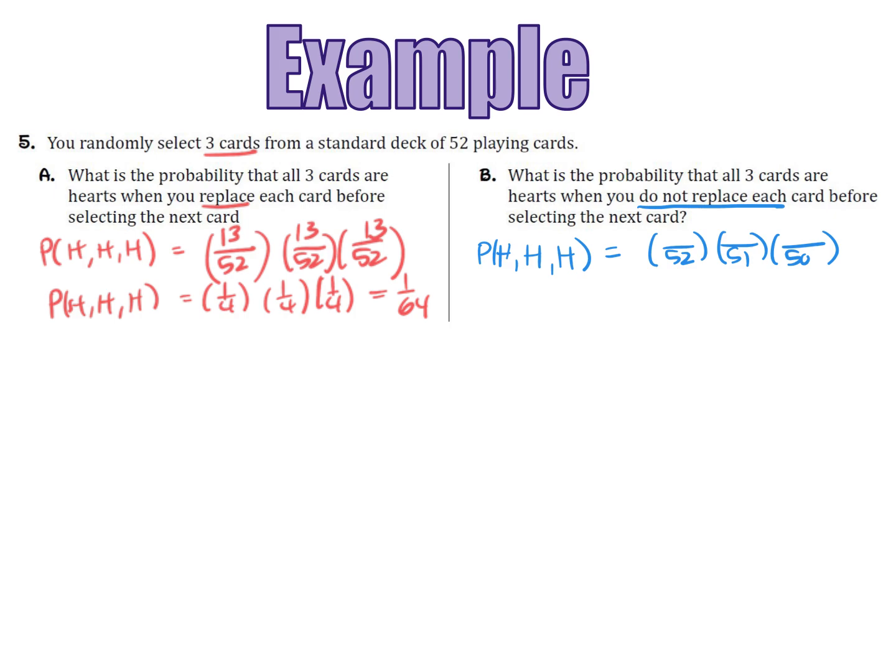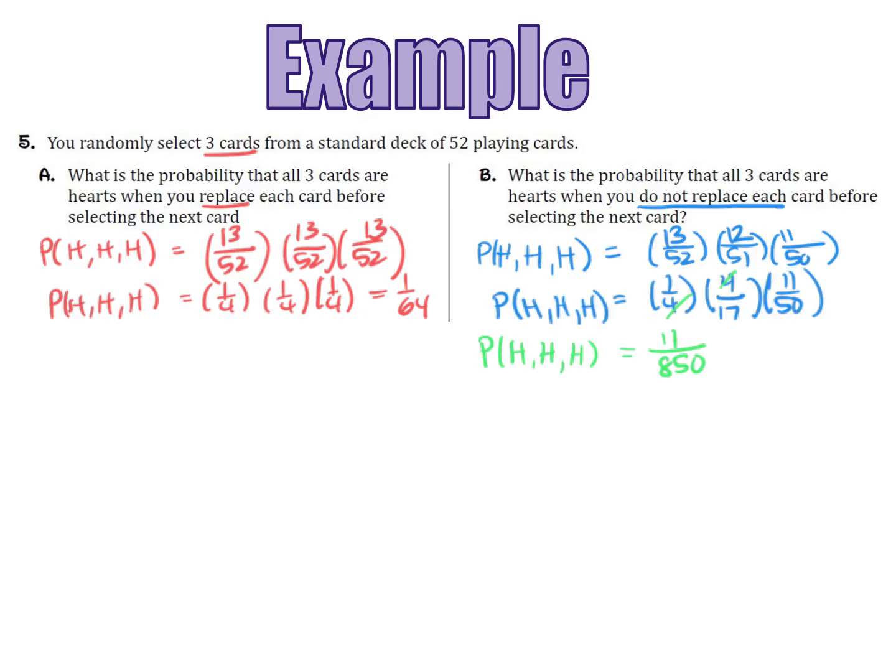So of the 52 cards, 13 of them are hearts. Assuming that we picked a heart, then the second time we draw we'll only have 12, and the third time we draw we'll only have 11. So go ahead and simplify your fractions before you multiply, and then see what your final answer is going to be. And there, 11 out of 850 is the probability of drawing 3 hearts in a row if we don't put a card back in the deck.